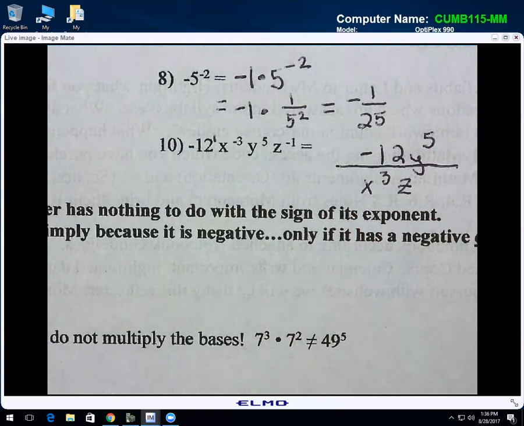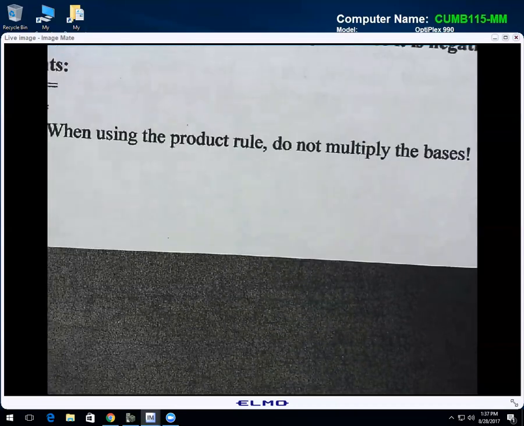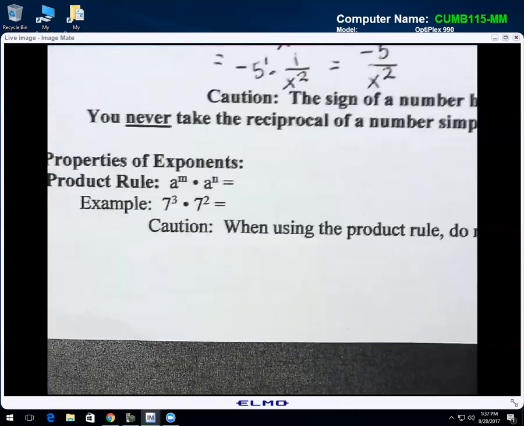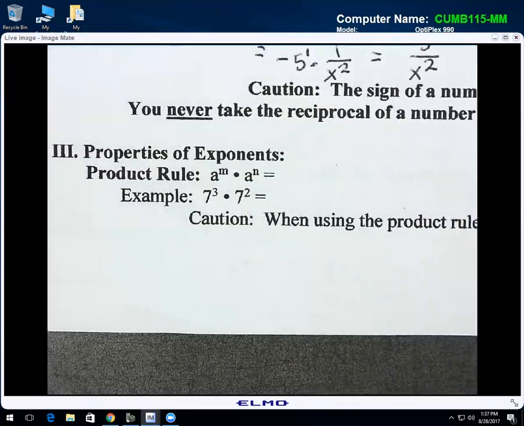All right, so on every exponent problem, I hope you're paying attention to the base. What you're taking the reciprocal of, what you're not taking the reciprocal of, what you're squaring, what you're not squaring. You have to pay attention to the base, and then we can talk about the properties of the exponents. And again, my goal is to make this make sense.